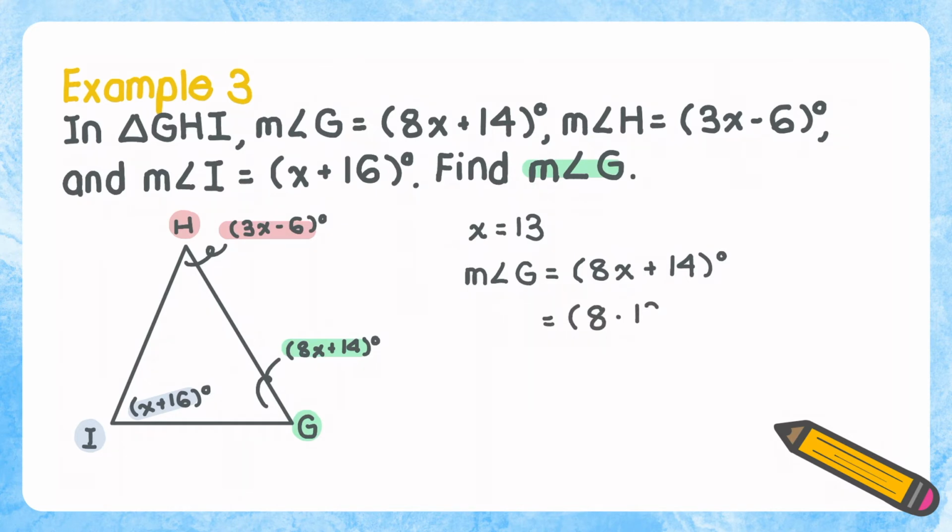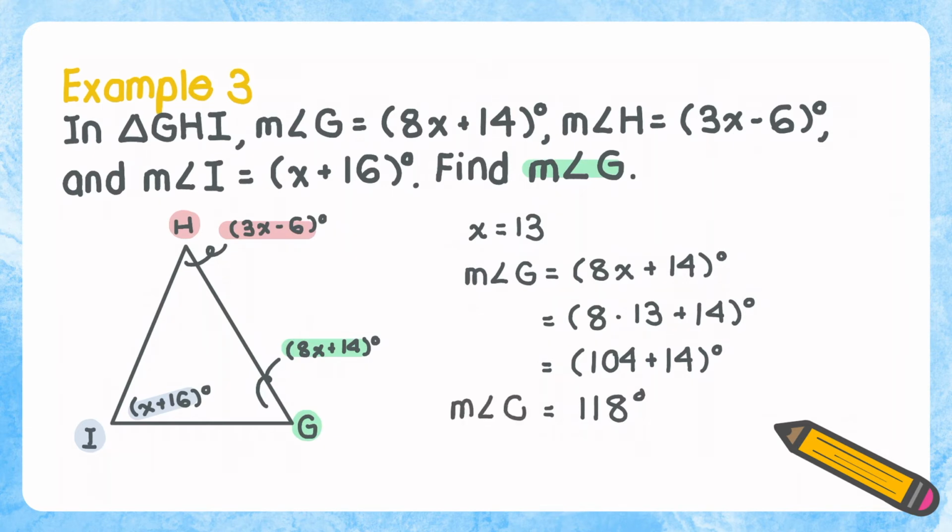8 times 13 plus 14 degrees, and 8 times 13 is 104 plus 14 degrees. 104 plus 14 is 118 degrees. So the measure of angle G is 118 degrees.